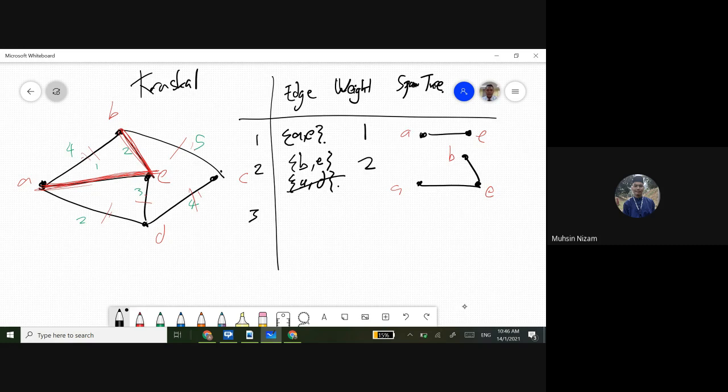So from this AB, BC, CD, ED and also AD, the least smallest one will be AD. Tu beza dia. So answer A, B, E, D.